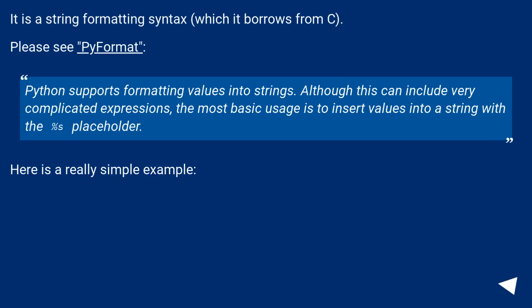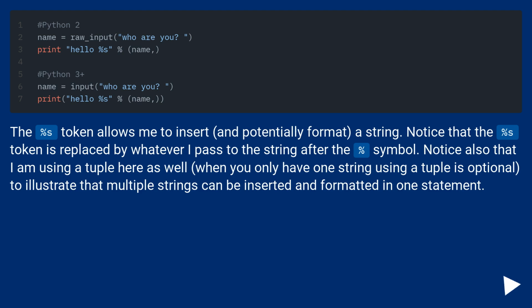It is a string formatting syntax, which it borrows from C. Please see PyFormat. Python supports formatting values into strings. Although this can include very complicated expressions, the most basic usage is to insert values into a string with a %s placeholder. Here is a really simple example. The %s token allows me to insert, and potentially format, a string.